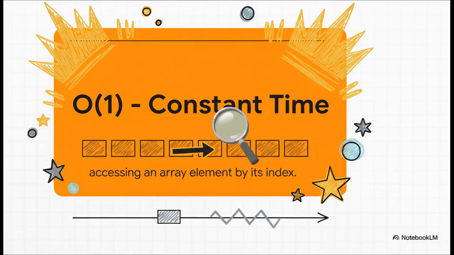First up is the absolute gold standard, O(1), or constant time. This just means the operation takes the exact same amount of time no matter how huge the input is. Think about grabbing an item from an array using its index. Doesn't matter if the array has 10 items or 10 million. Nope, it's instant. This is what we're always hoping for.